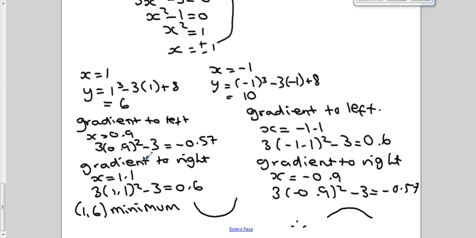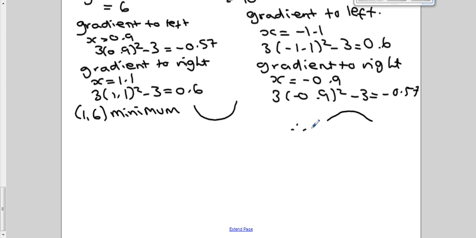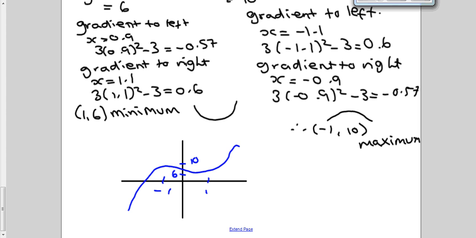So therefore, at the point -1, 10, we have a maximum. And again, we can do a quick sketch to show this. So here I've got my maximum point at -1, 10 and my minimum point at 1, 6. So we have used testing the gradient at each side of the stationary point to see if it is a maximum or a minimum point.